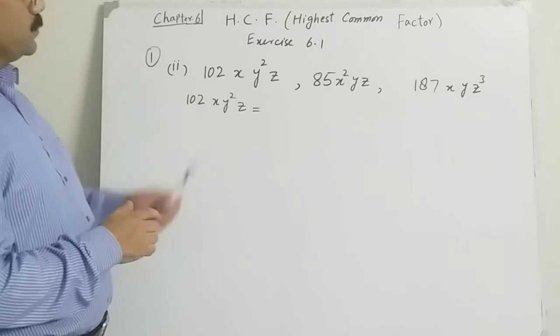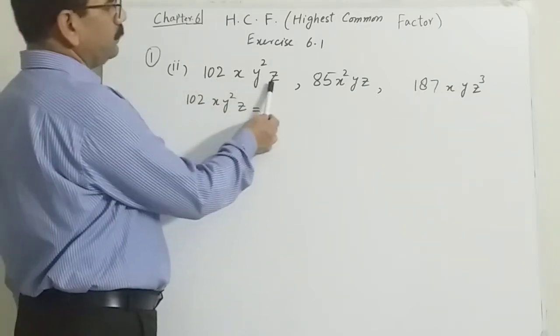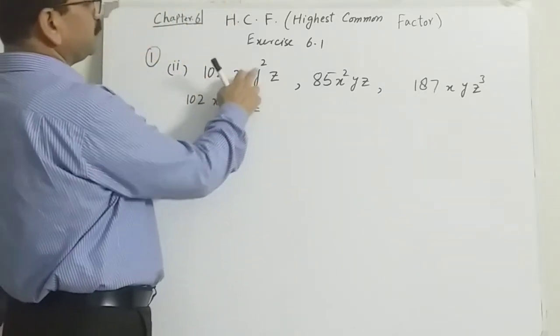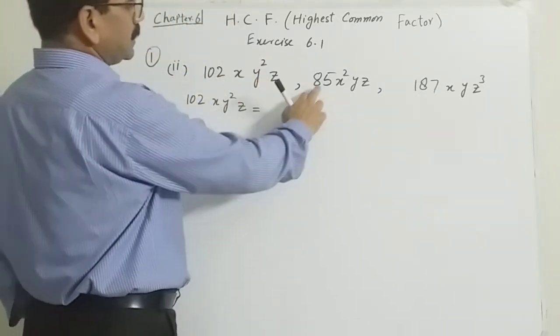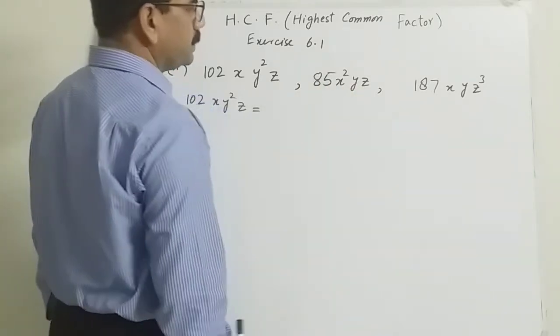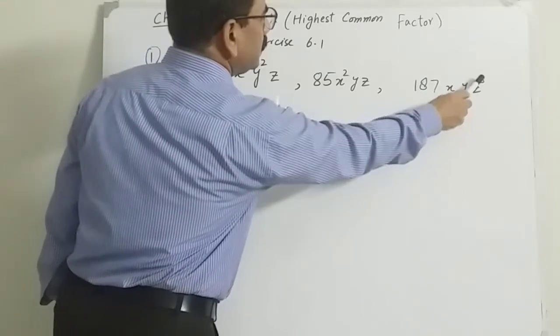In second part of question number 1, we have to find the HCF of three given expressions. First expression is 102xy^2z. Second expression is 85x^2yz. And third expression is 187xyz^3.